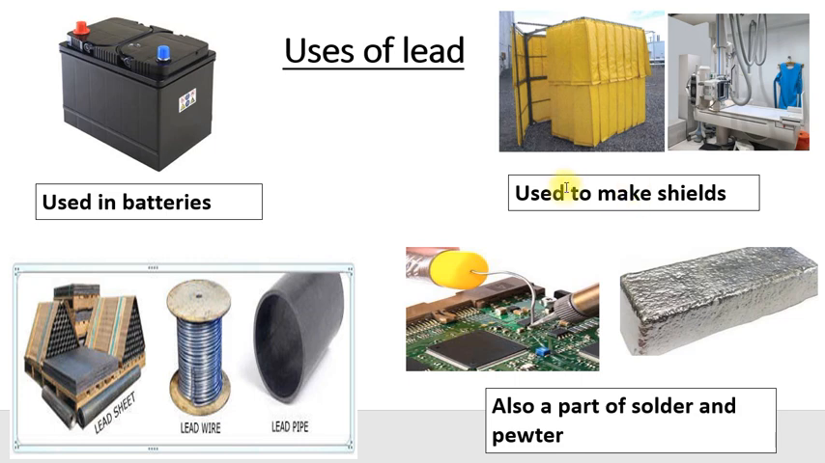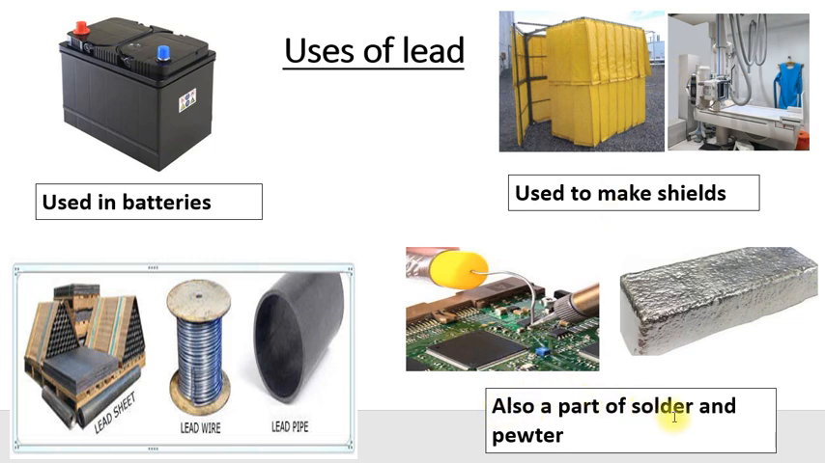It is also used to make shields. Where do we use these shields? The workers in the power plants use these types of shields to protect their bodies because they are facing different harmful rays in the power plant. And you can see over here there is an X-ray operator. This is an apron made of lead. The doctors or the patients use these types of shields to protect their bodies from the harmful rays.